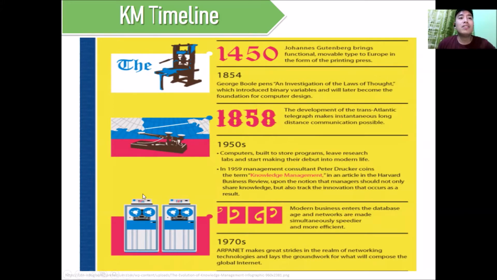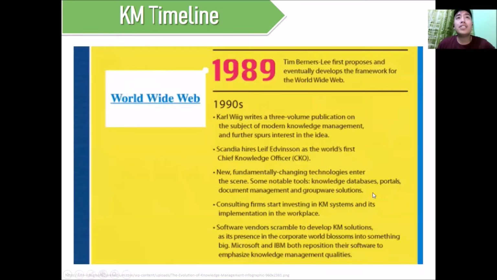In the 1970s, ARPANET makes great strides in the realm of networking technologies and lays the groundwork for what will compose the global internet. That's where our internet started. In 1989, Tim Berners-Lee first proposes and eventually develops the framework for the World Wide Web. Remember this. In the 1990s, KM officially started. Karl Wiig writes a three-volume publication on the subject of modern knowledge management and further spurs interest in the idea. That's where the spread of the idea of KM started.